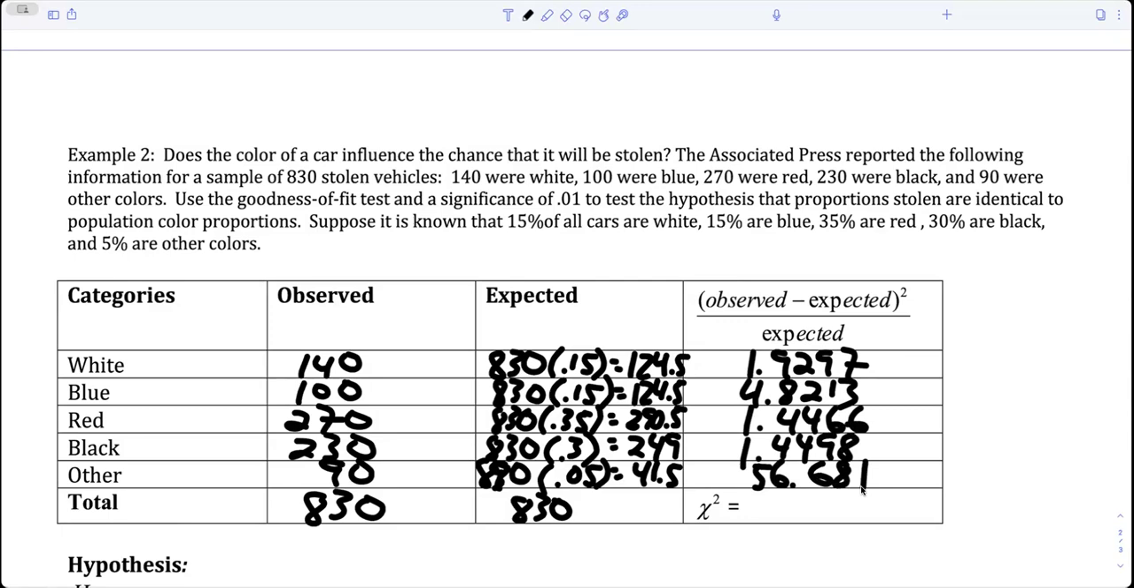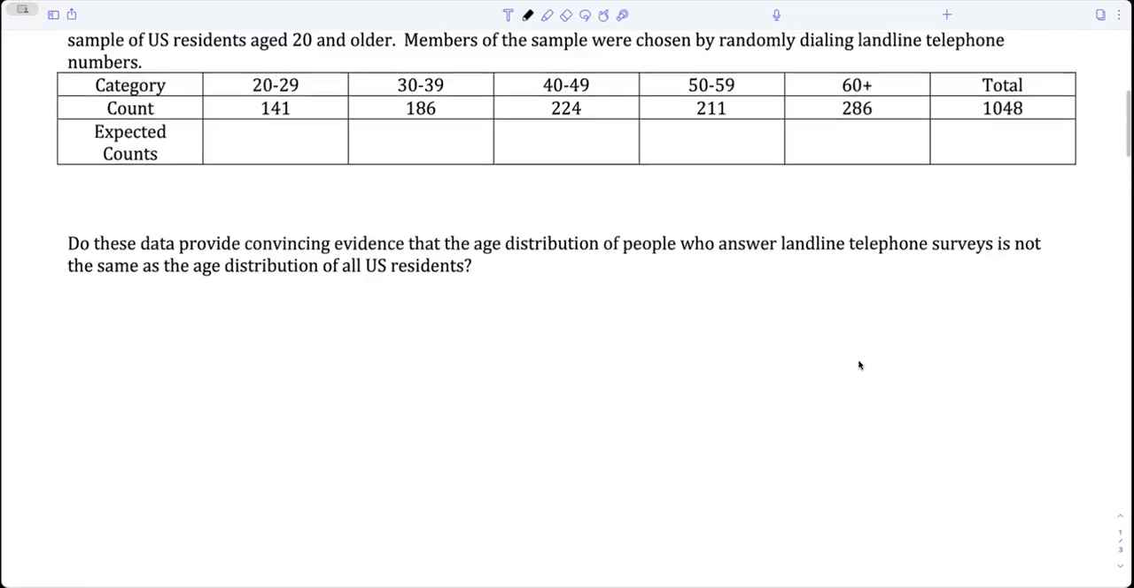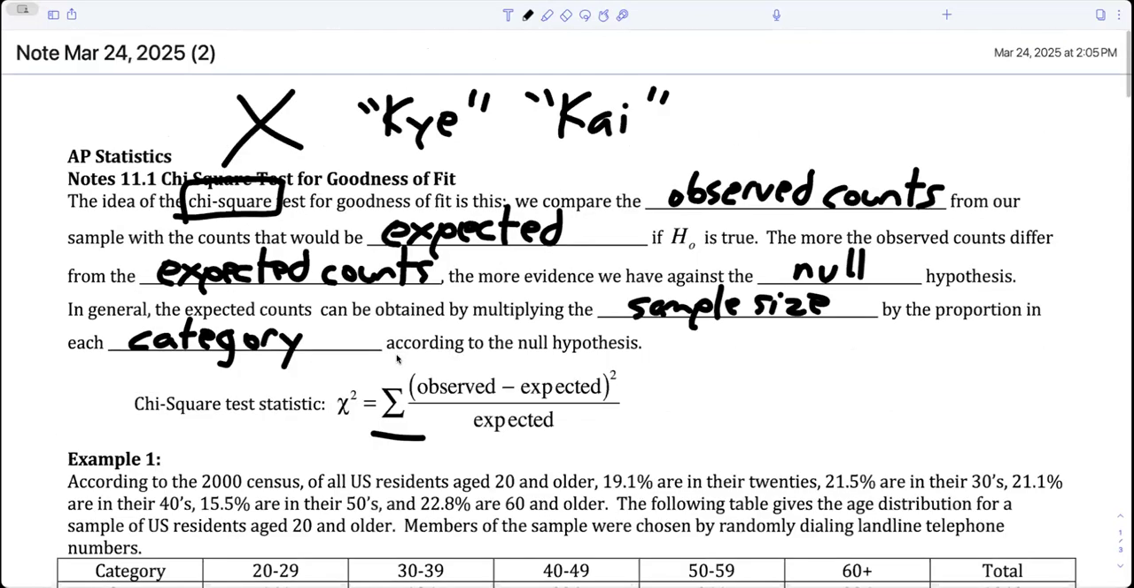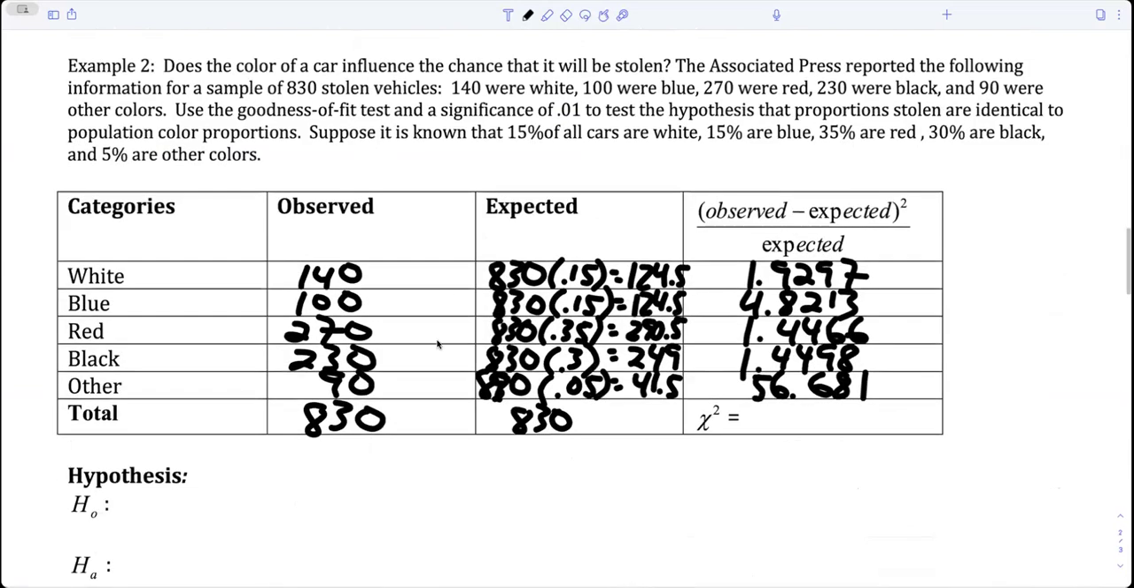Okay, and so if you notice, these are the values for each category. And to find the overall test statistic, we're going to add all of those together to get the sum. And like I said, your calculator will do this for you. So if I add all of these together, I'm going to get 66.3284, which is the sum.